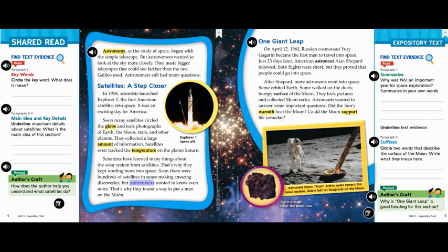But astronomers wanted to know even more. That's why they found a way to put a man on the moon. Caption: Explorer 1 takes off.